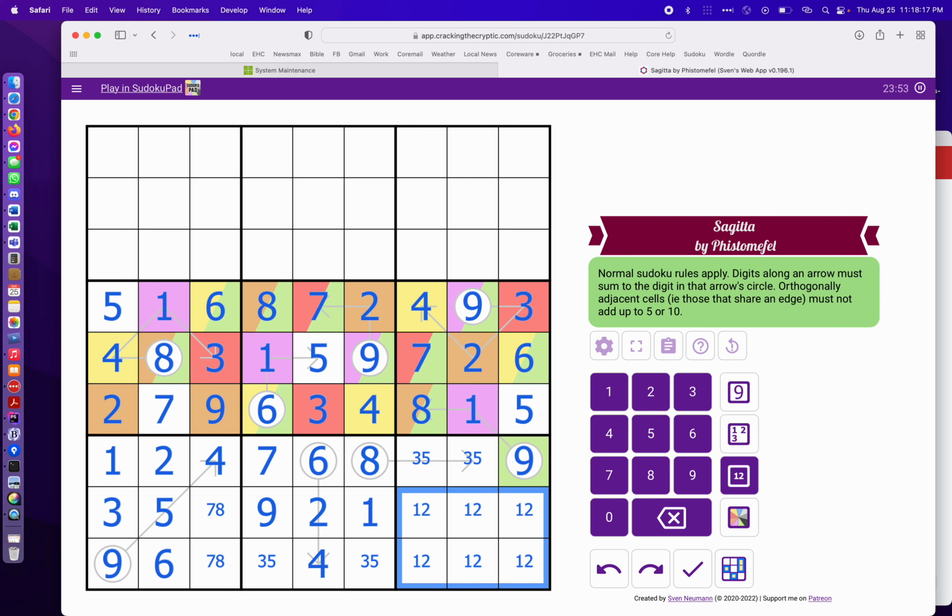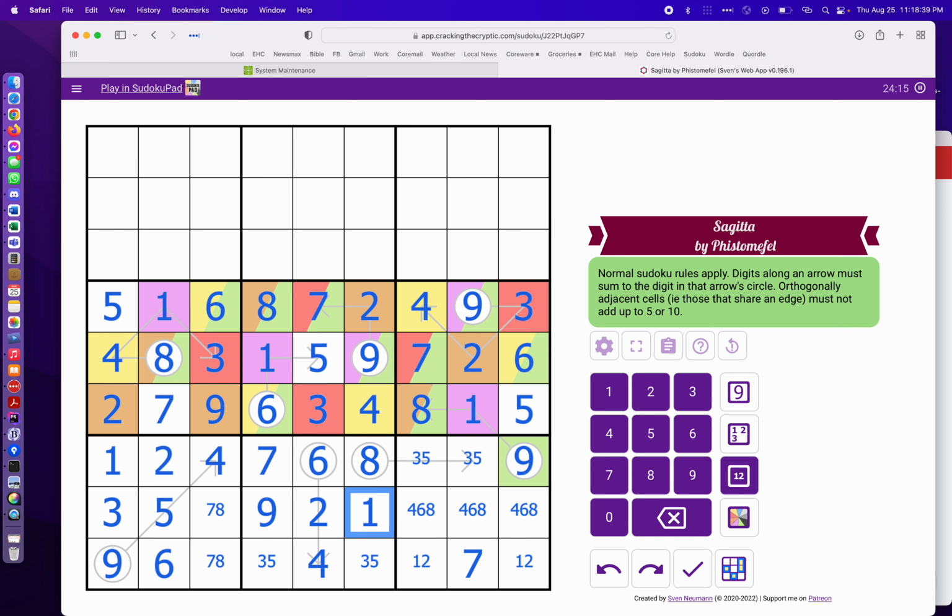It's 1, 2, 4, 6, 7, 8. So we got 1 and 2 in this row. This is 1 and 2, so these two actually are a 1 and 2 pair. This can't be a 4, 6, and actually this can't be an 8 because one of these two is going to be a 2, so that has to be a 7.